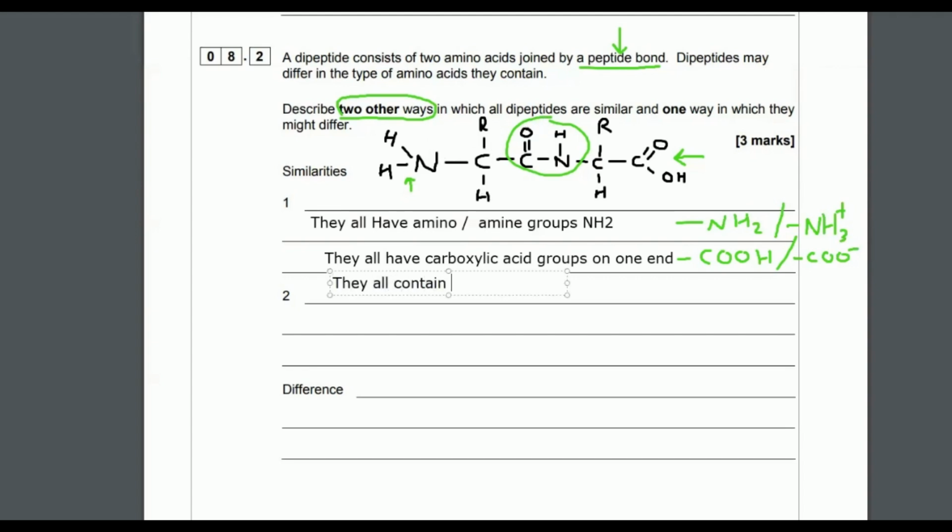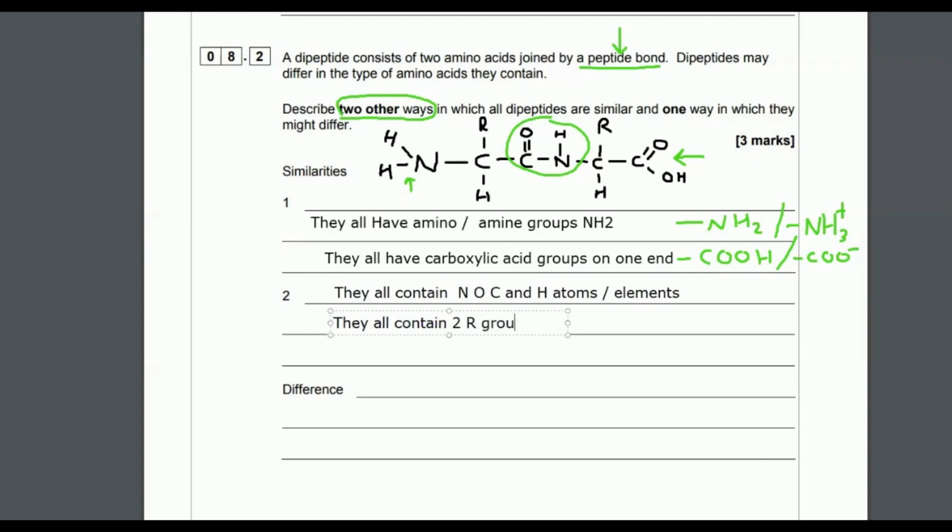But there's other similarities here as well. What elements do they all contain? What does every single dipeptide contain? Well, there's 4 atoms that are consistent amongst all proteins and all amino acids, and it's nitrogen, oxygen, carbon, and hydrogen. So they have those atoms or elements. And all dipeptides will contain 2 R groups. So that's another similarity. Now, what's the difference that all dipeptides will have?